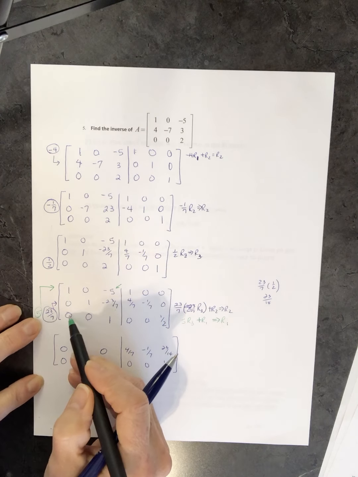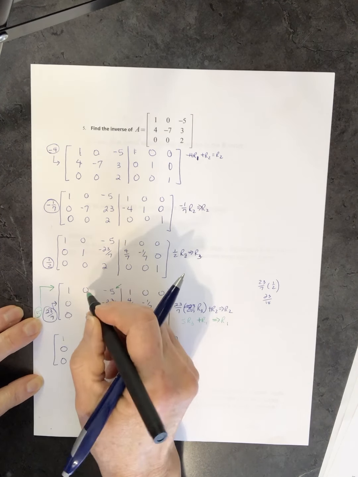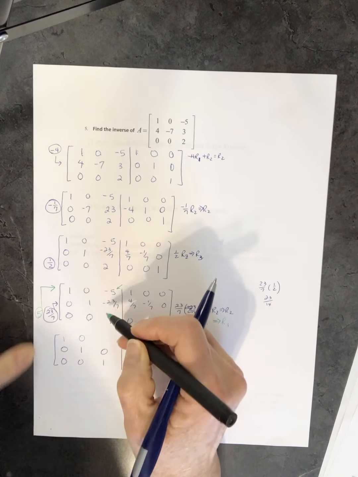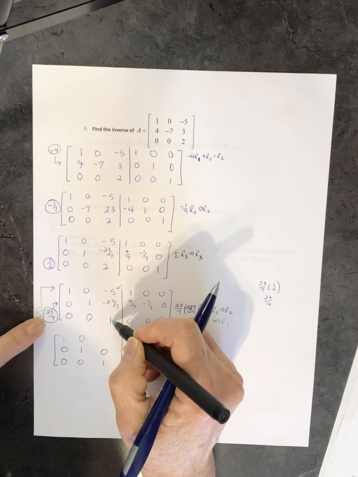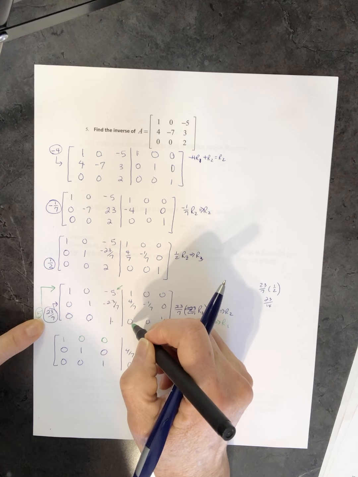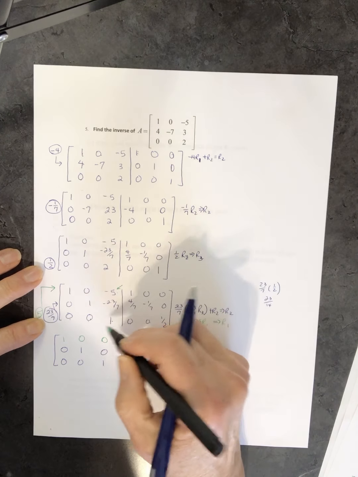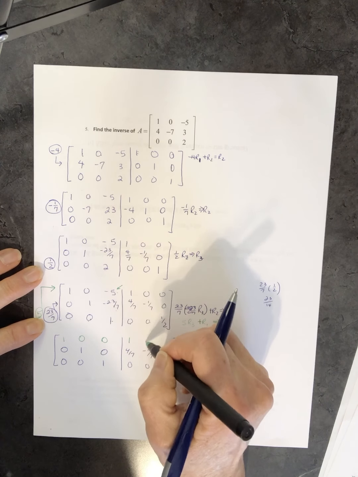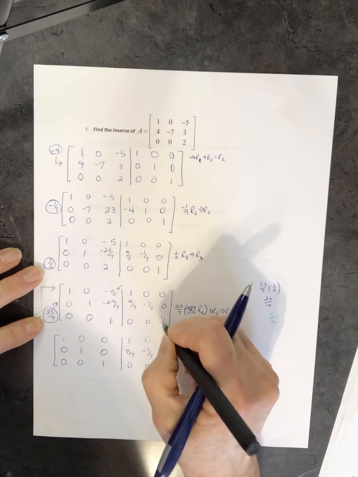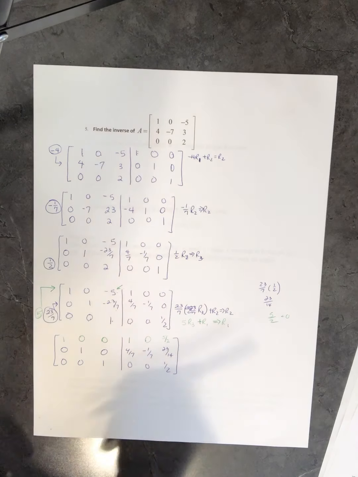So I have 5 times 0 is 0, plus 1 is 1. 5 times 0 is 0, plus 0 is 0. Notice nothing changed here. So I have 1 times 5 is 5, minus 5 is 0. 5 times 0 is 0, plus 1 is 1. 5 times 0 is 0, plus 0 is 0. And then this is 5/2, plus 0 is just 5/2.